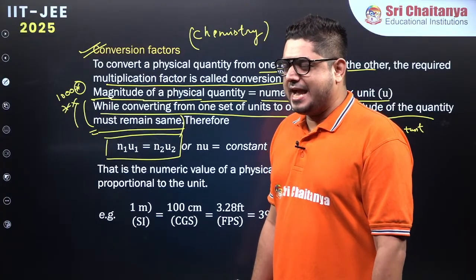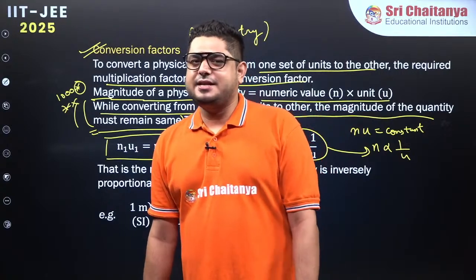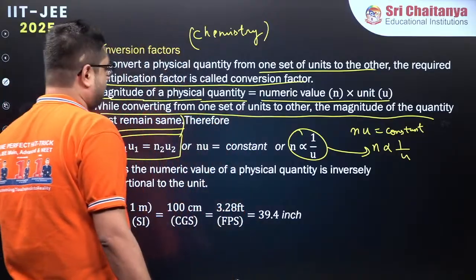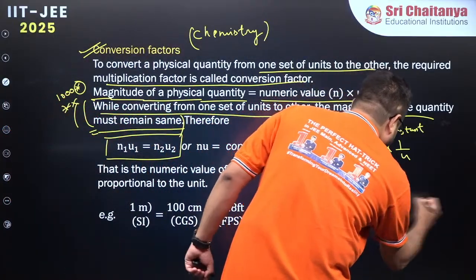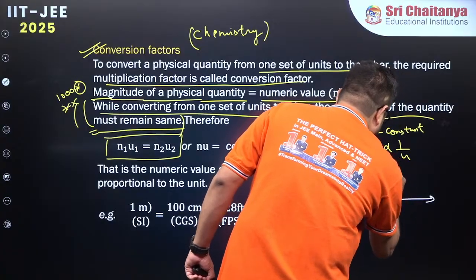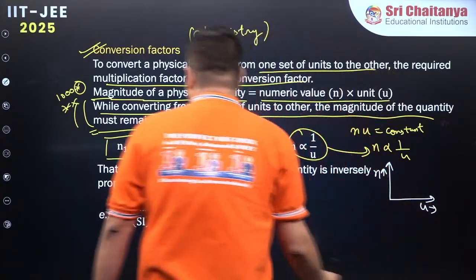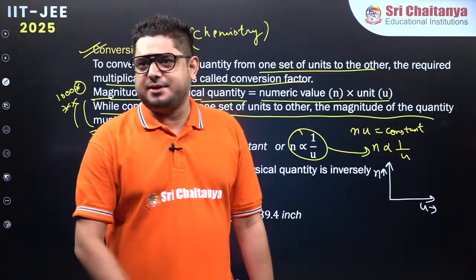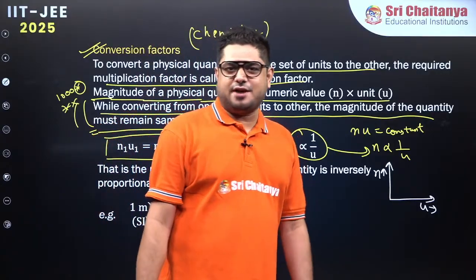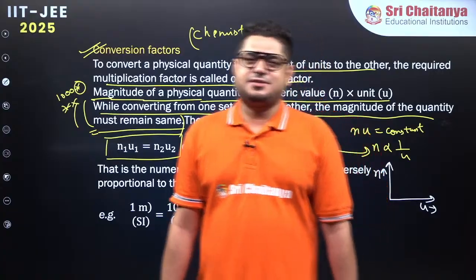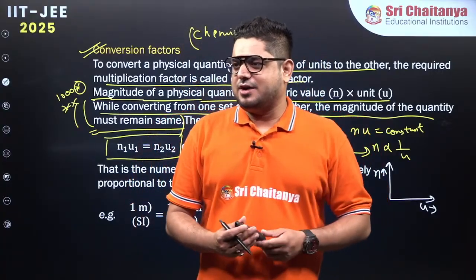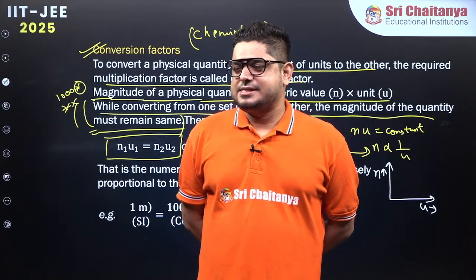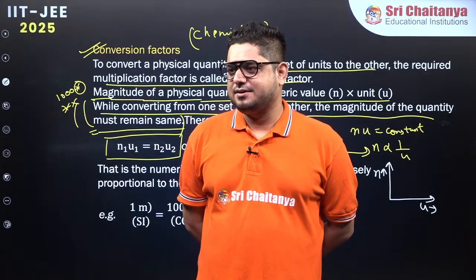So now, can you tell me one thing, everyone? What will be the nature of the graph? This is a previous year JEE Main question, everyone. If I try to plot a graph between N and U, what is N over here? You can see numerical value, U is the unit. What will be the nature of the graph? Let's see whether you are able to recall the graphs which I have taught to you all. Say everyone. Let's see.